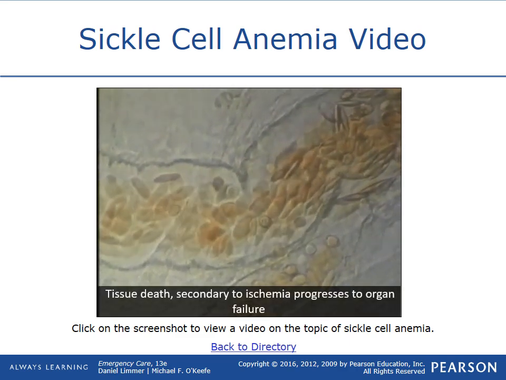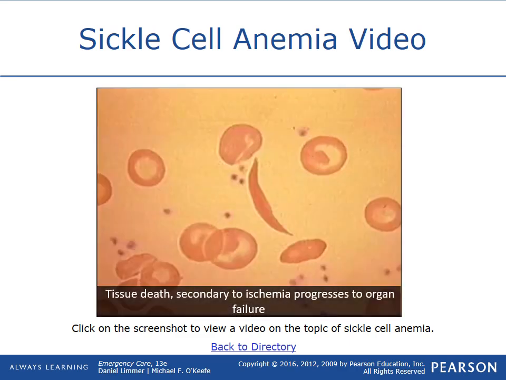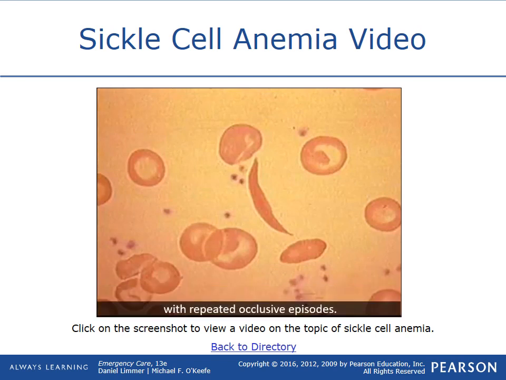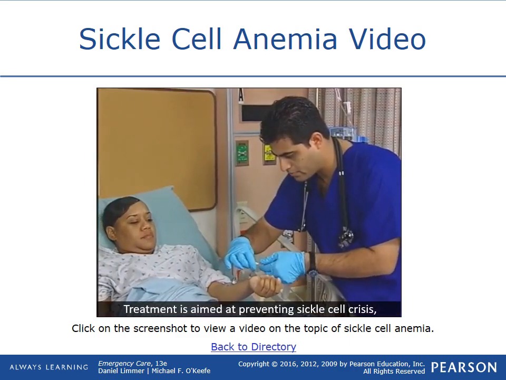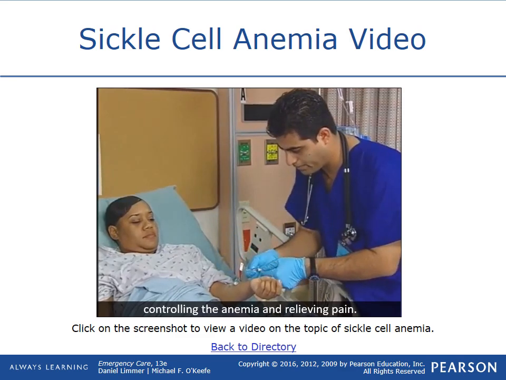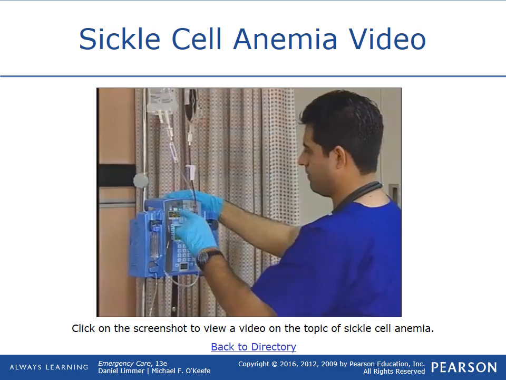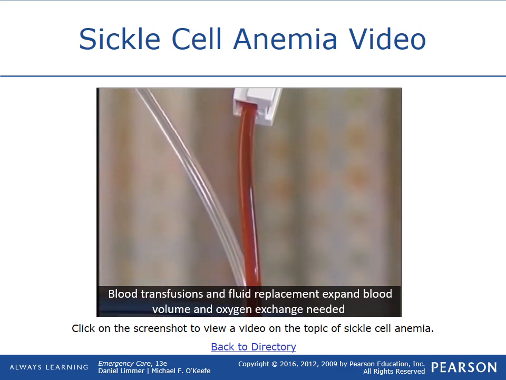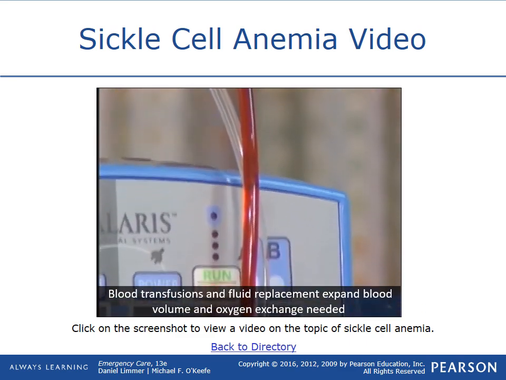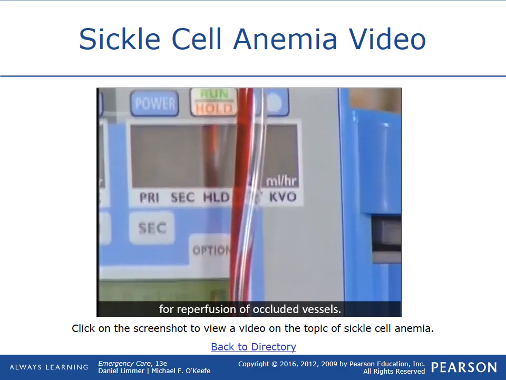Tissue death secondary to ischemia progresses to organ failure with repeated occlusive episodes. Sickle cell anemia cannot be cured. Treatment is aimed at preventing sickle cell crisis, controlling the anemia, and relieving pain. Blood transfusions and fluid replacement expand blood volume and oxygen exchange needed for reperfusion of occluded vessels.